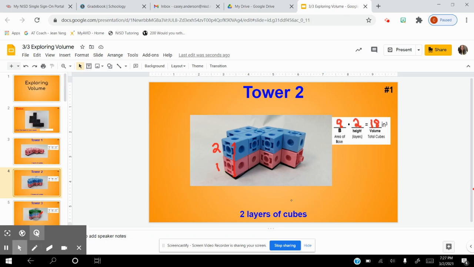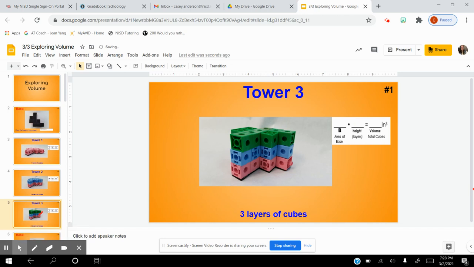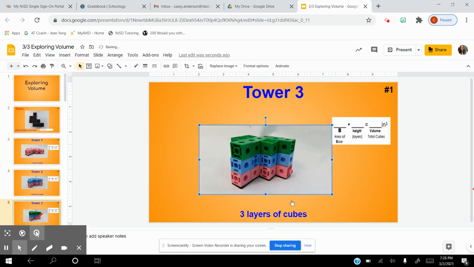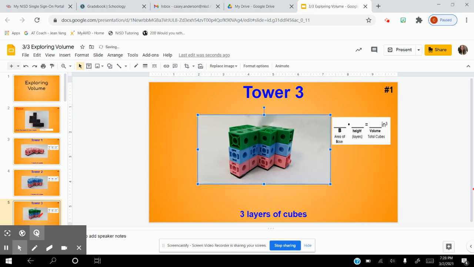Okay, well, what if now we had a third layer? Here's that first layer, the second layer, and now we have a third layer. From base to base, there are 3 layers. So 9 cubes on top of 9 cubes on top of 9 cubes. 9 times 3 is 27. So the volume of this shape is 27 cubic units or 27 cubic inches.